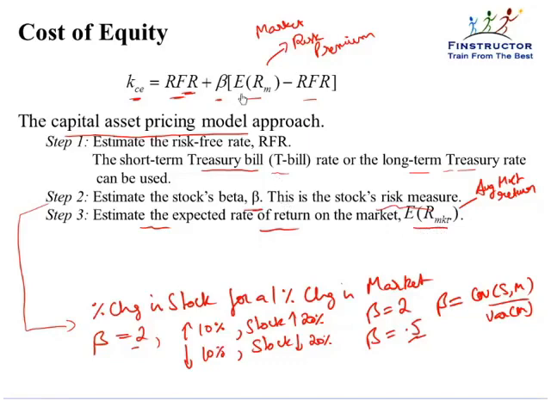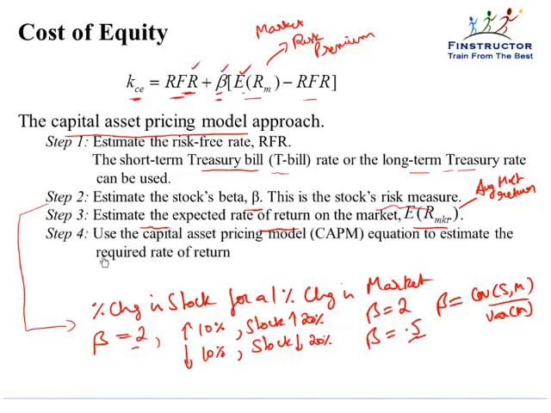Once you have the three inputs, the beta, the expected return on the market, and the risk-free rate in the first 3 steps, you can then input them into the capital asset pricing model. This equation is called the CAPM, and compute the required rate of return or the cost of equity. Now, this is the return that equity holders demand for investing into your project.